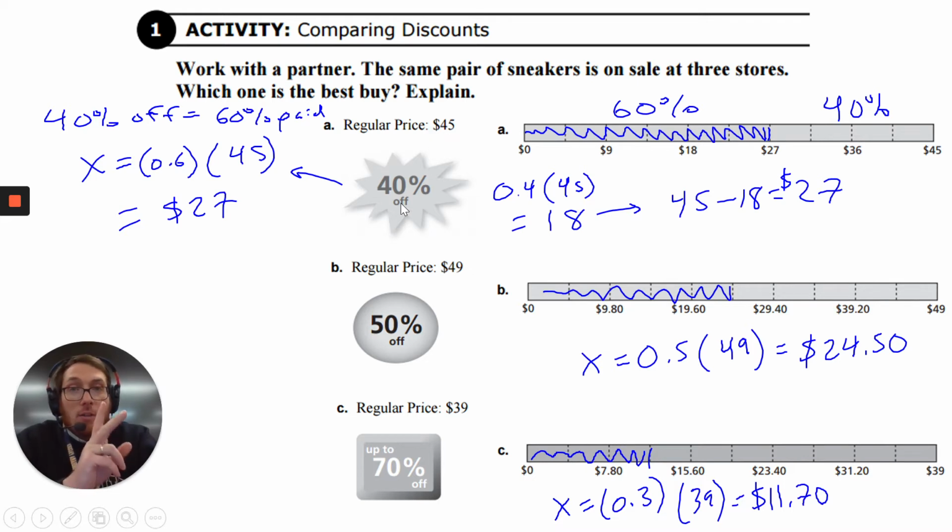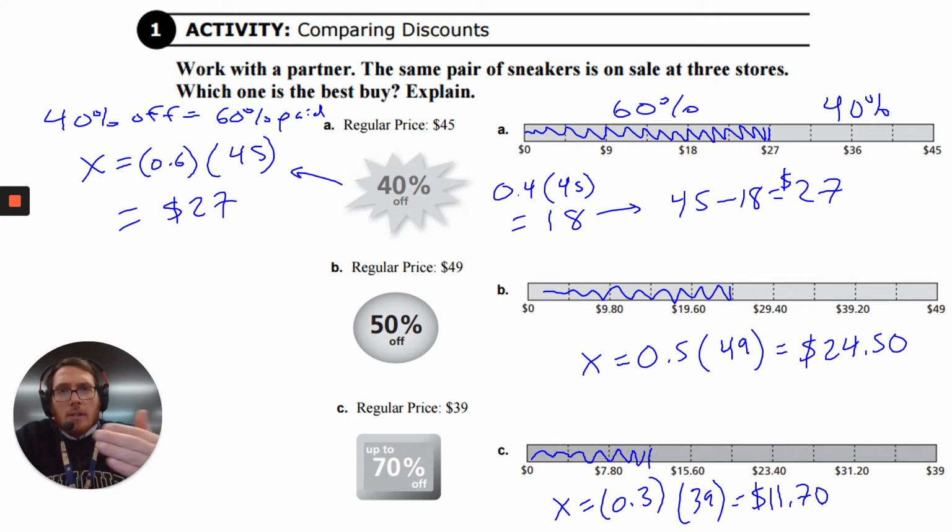Now there's 2 ways that you can solve this, but one of them is probably preferred long term. One way to find this is to find 40% of 45. I could do that by taking 0.40 times 45, and that would be 18. That's the discount, and then I need to find the actual price by taking 45 minus 18, which would be $27. That's one option.